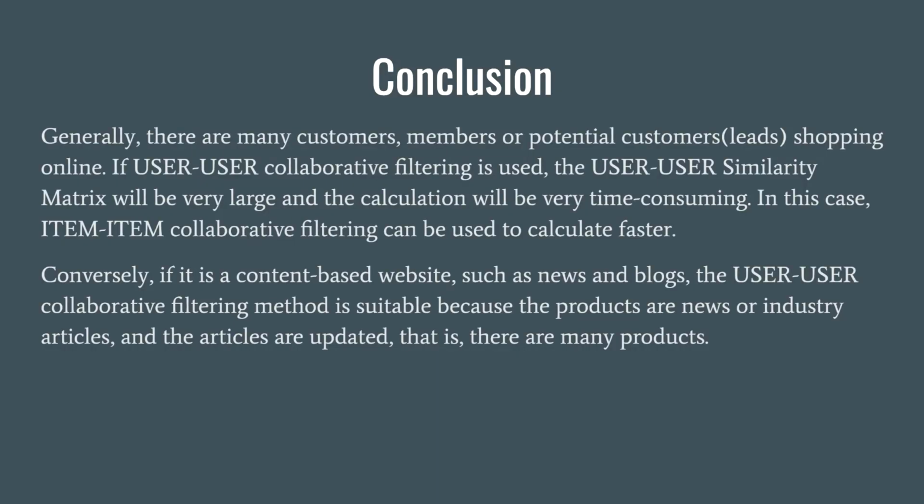Generally, there are many customers, members or potential customers, shopping online. If user-user collaborative filtering is used, the user-user similarity matrix will be very large, and the calculation will be very time-consuming. In this case, item-item collaborative filtering can be used to calculate faster. Conversely, if it is a content-based website, such as news and blogs, the user-user collaborative filtering method is suitable because the products are news or industry articles, and the articles are updated. That is, there are many products.